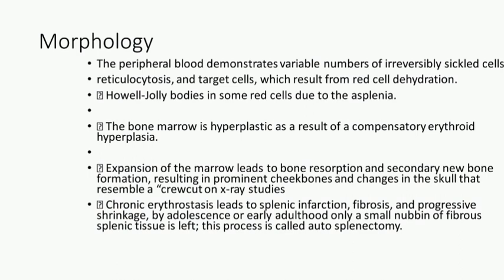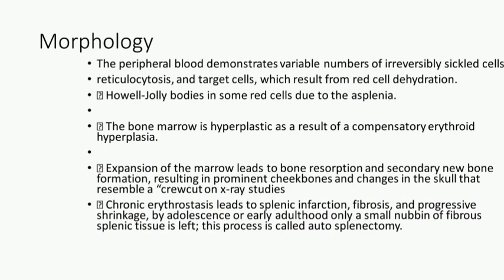Morphology. The peripheral blood demonstrates variable numbers of irreversibly sickled cells, reticulocytosis, and target cells, which result from red cell dehydration. Howell-Jolly bodies are seen in some red cells due to the asplenia. The bone marrow is hyperplastic as a result of compensatory erythroid hyperplasia. Expansion of the marrow leads to bone resorption and secondary new bone formation, resulting in prominent cheekbones and changes in the skull that resemble a crew cut on X-ray studies.